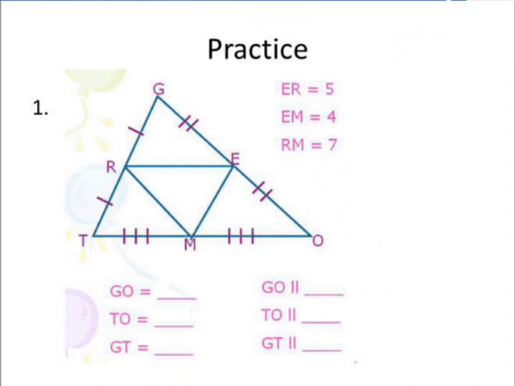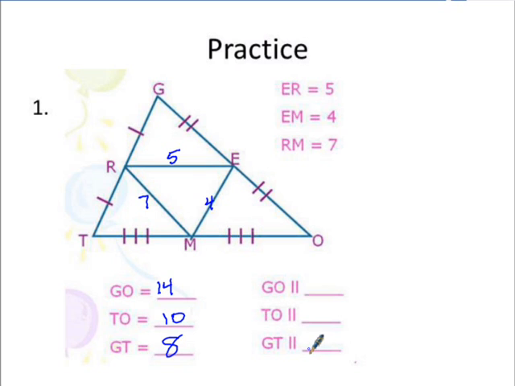So let's take a look and label some things. I'll do the first couple for you and then you'll try and figure out some on your own. So let's see. Say right here we have ER is 5, EM is 4, and RM is 7. So how much is GO? Well, GO is across from the 7. It's parallel to that, so it's just double. TO is parallel to RE, so that's 10, and GT is parallel to ME, so that's 8.